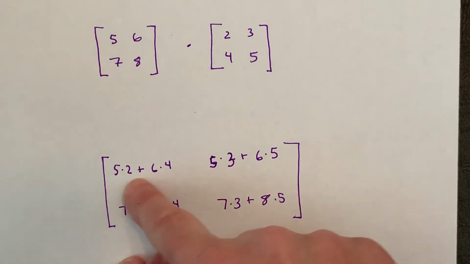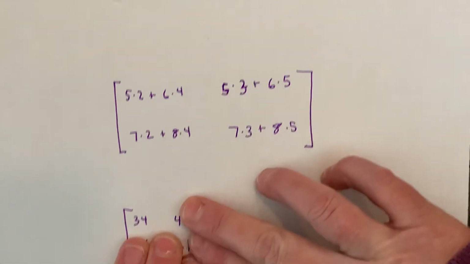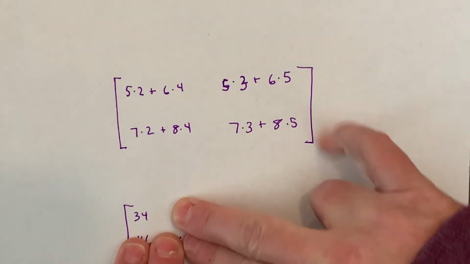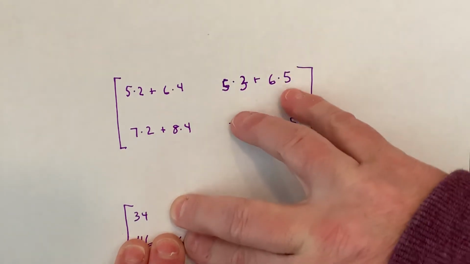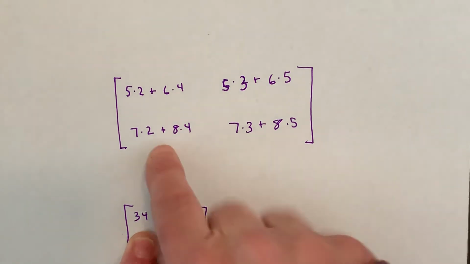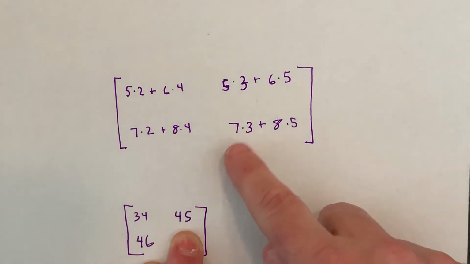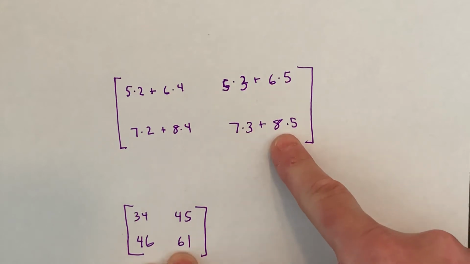Okay, and once you get those written down, then you just have to do the computations, actually multiply and add. So 10 plus 24 gives me 34. 15 plus 30 gives me 45. 14 plus 32 gives me 46. 21 plus 40 gives me 61.